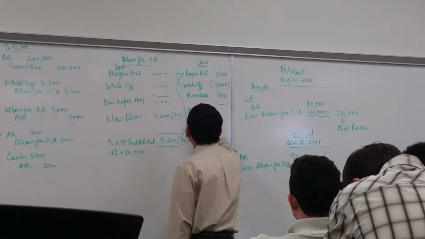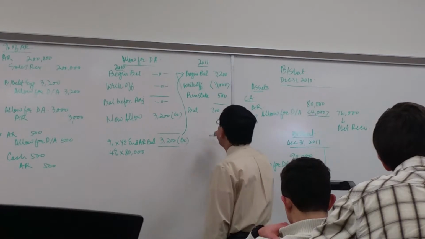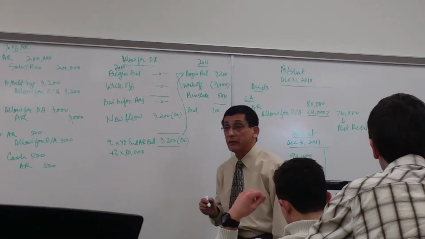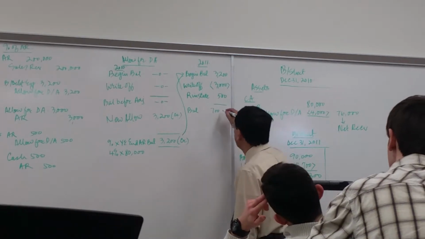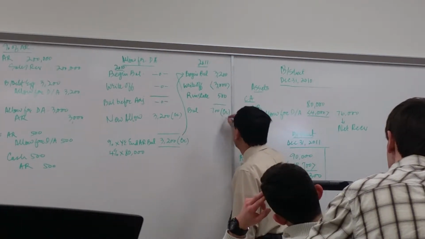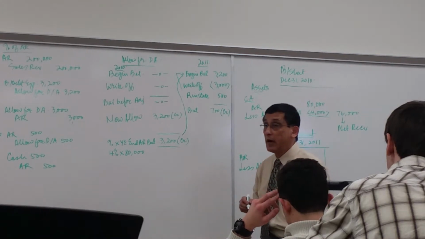What is my balance before adjustment? 700. Is it 700? Is it a credit or a debit balance? The credit balance, you better pay attention to that. It's a credit balance.